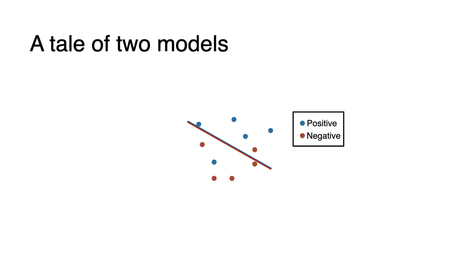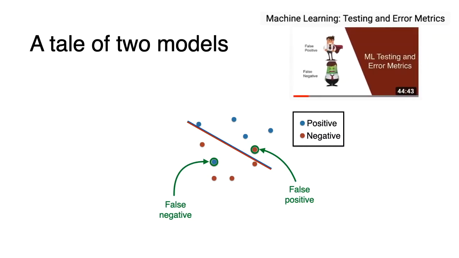Notice that the model makes some mistakes. One of them is this red point, which is above the line or on the blue area, and another one is this blue point, which is below the line or on the red area. These errors have names. Since the red point is a negatively labeled point, yet it's predicted positive, it's called a false positive. And since the blue point is a positively labeled point, yet it's predicted negative, we call it a false negative.